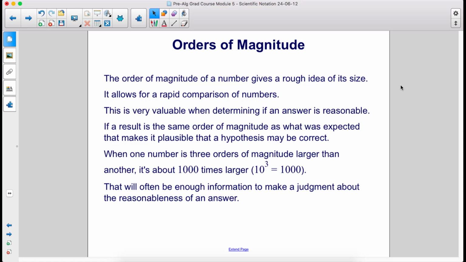may be correct. When one number is 3 orders of magnitude larger than another, it's about 1,000 times larger. That will often be enough information to make a judgment about the reasonableness of an answer.